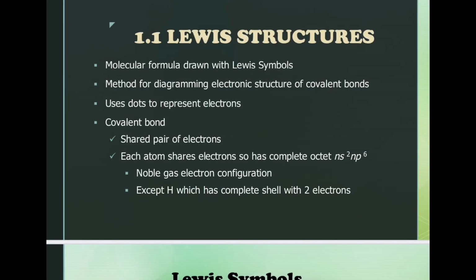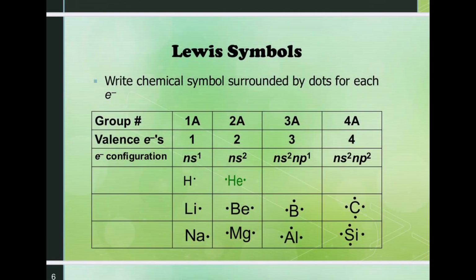Lewis structures: molecular formulas with Lewis symbols, a method for diagramming the electronic structure of covalent bonds, using dots to represent electrons. A covalent bond is a shared pair of electrons. Each atom shares electrons so it has a complete octet of 8 electrons, the noble gas electron configuration, except hydrogen, which has a complete shell with 2 electrons. Lewis symbols: write the chemical symbol surrounded by dots for each electron.